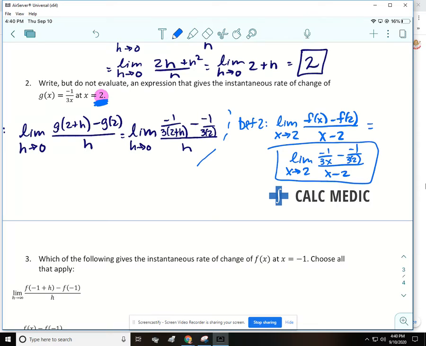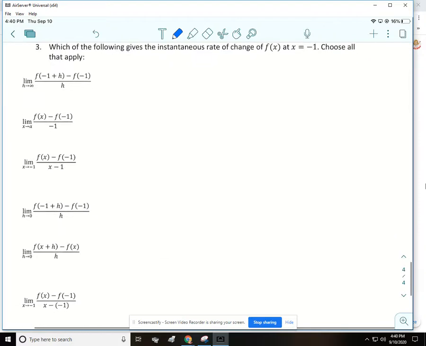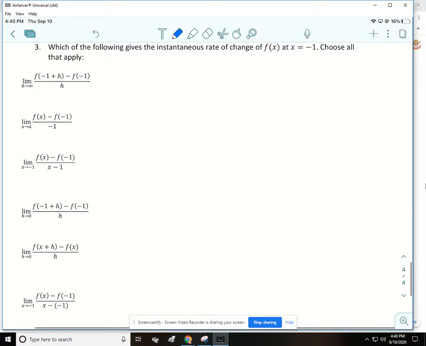All right, let's look at number 3. The question is, which of the following gives the instantaneous rate of change of f of x at x equals -1? So our anchor point is -1. Look through those and see if you can find which one. There's actually 2. One is represented by definition 1, and one is represented by definition 2.